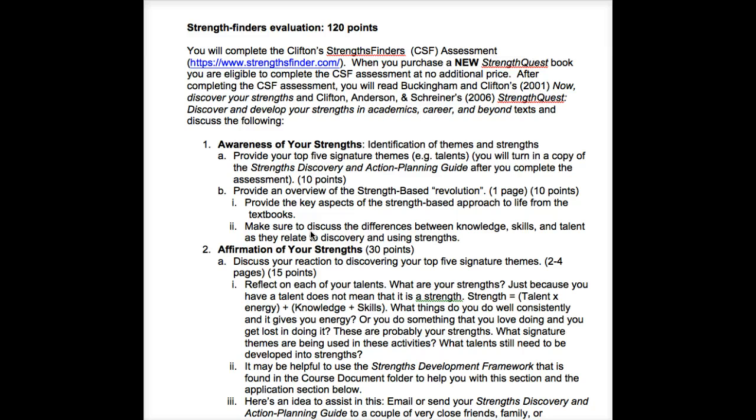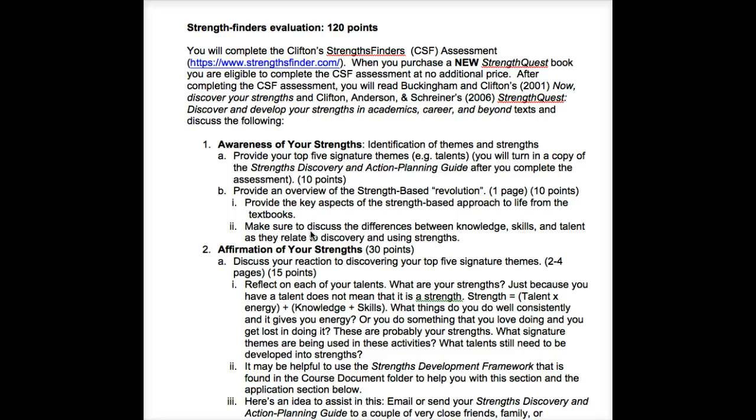So I'll go over the different steps for this particular assignment in this announcement. One of the things you'll do is you're going to complete the Clifton's Strengths Finder assessment. I have the hyperlink there. You should have access to this assessment when you purchase the StrengthsQuest book. Again, you had to buy a new StrengthsQuest book in order to get that code for the Strengths Finder assessment. So you'll complete that.